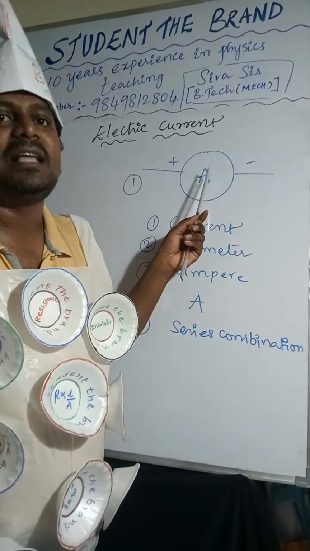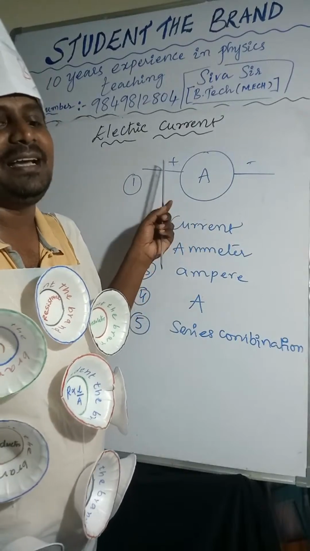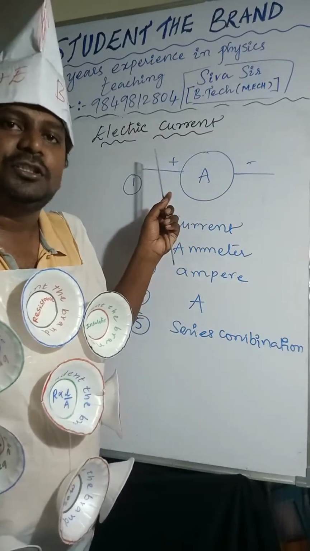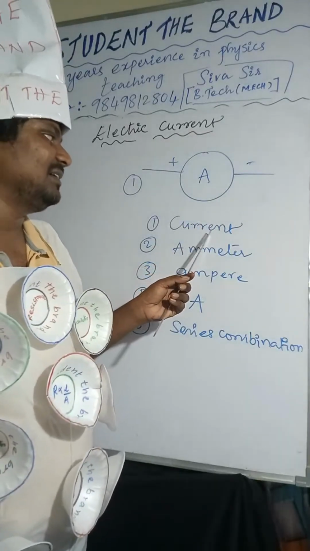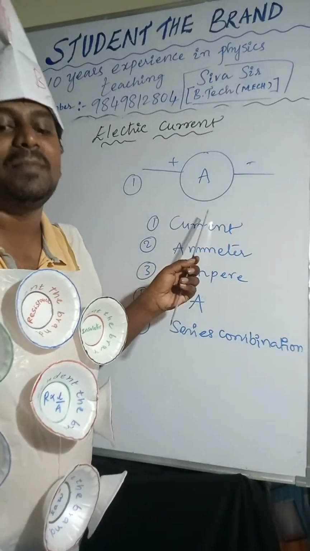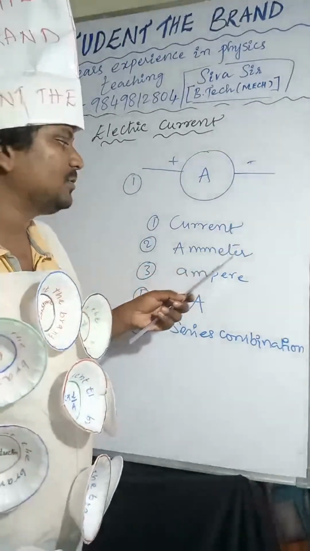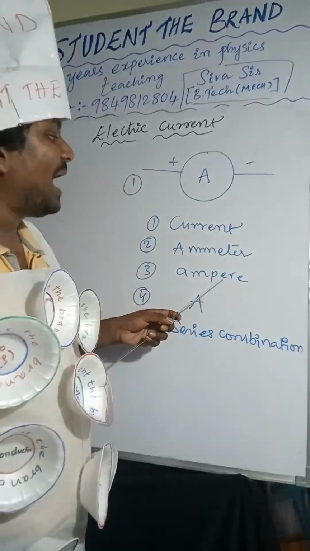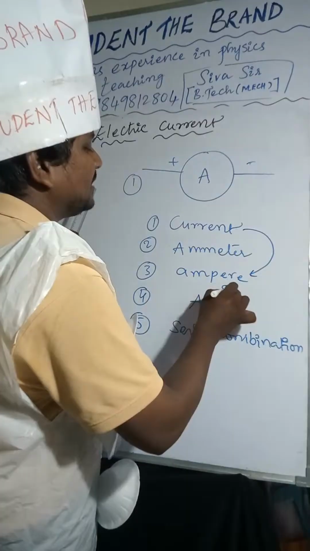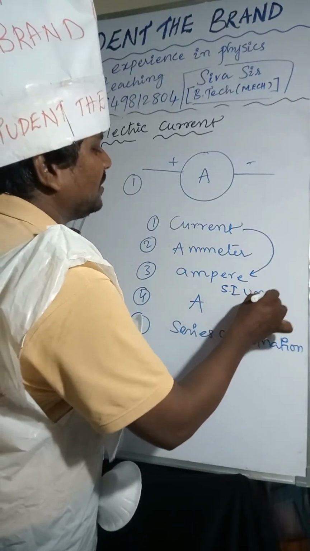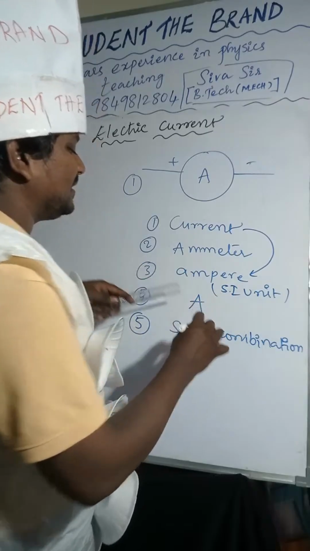An ammeter is a device which is used to measure the electric current. Current is a physical quantity which can be measured. So the ammeter is a measuring device. Ampere is the SI unit of current, and this is the symbol of ampere.